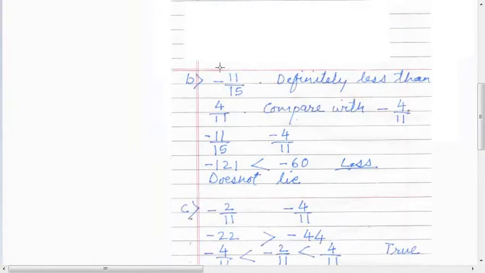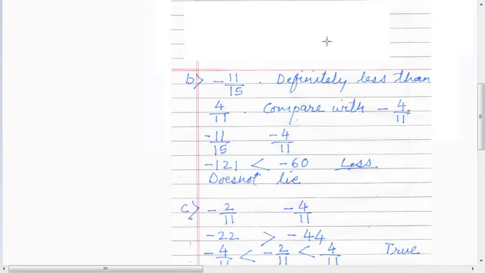Minus 11 by 15, option B. It is definitely less than 4 by 11, so compare it with minus 4 by 11 only. Minus 11 by 15, minus 4 by 11. Cross multiply, you get minus 121, minus 60. So minus 121 is less than minus 60, which means minus 11 by 15 is less than minus 4 by 11. So it will not lie between minus 4 by 11 and plus 4 by 11.